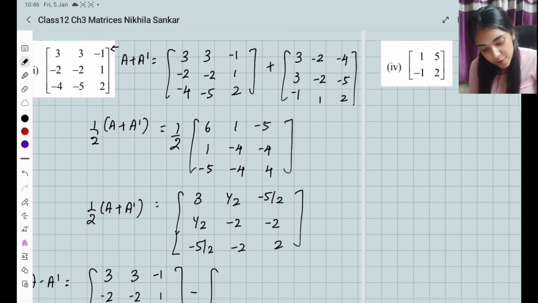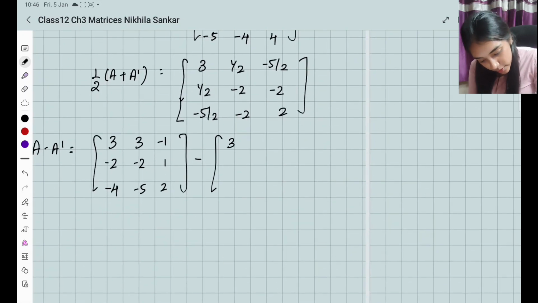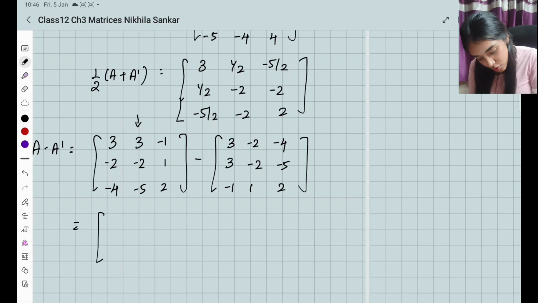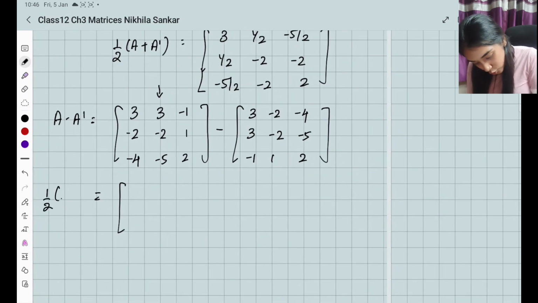And now A transpose is going to be 3, minus 2, minus 4, 3, minus 2, minus 4. So I have 3, minus 2, minus 5, minus 1, 1, 2. When I subtract these two, I'm going to include the half. So half times A minus A transpose is going to be, I can write half times the matrix.